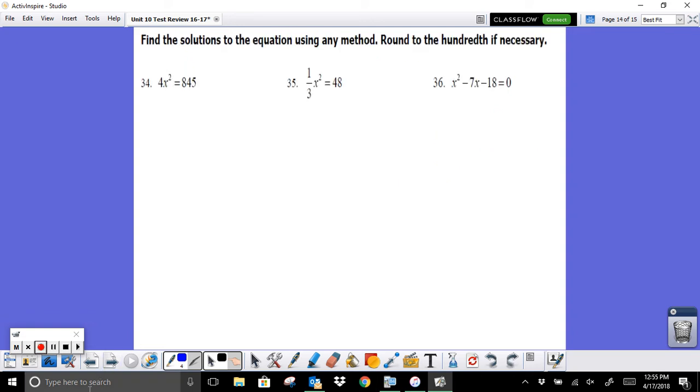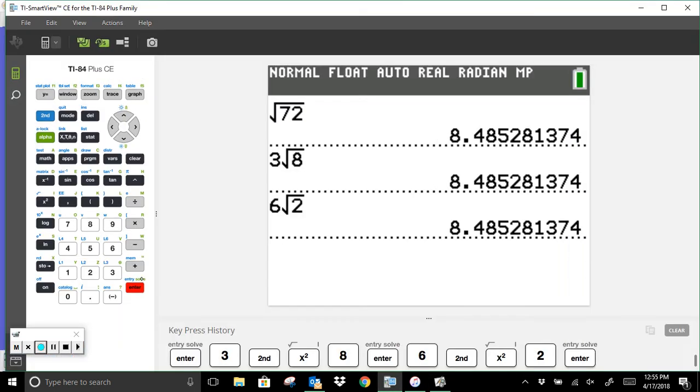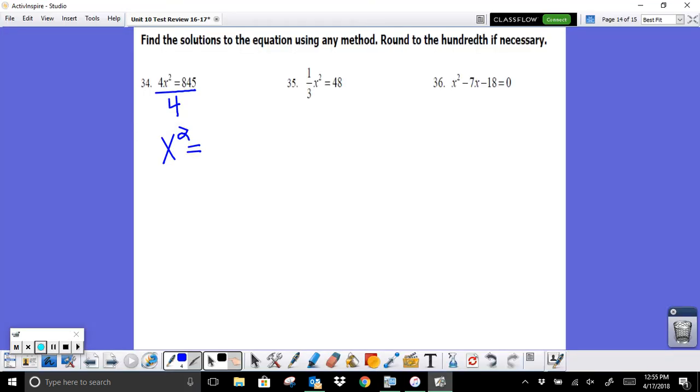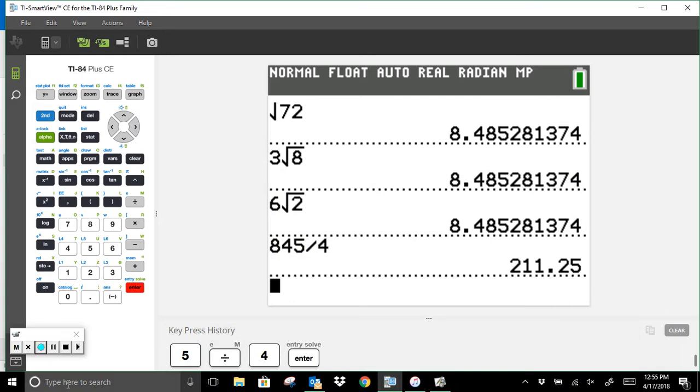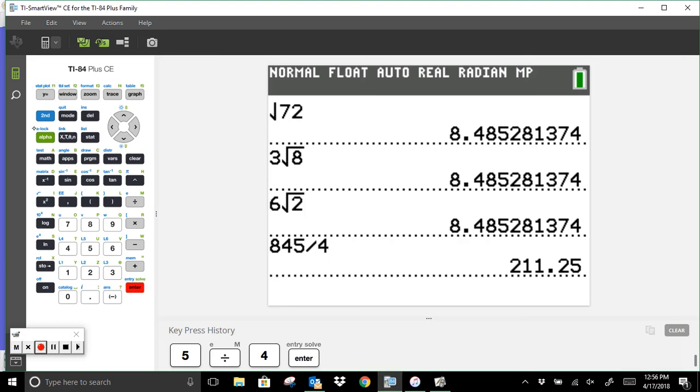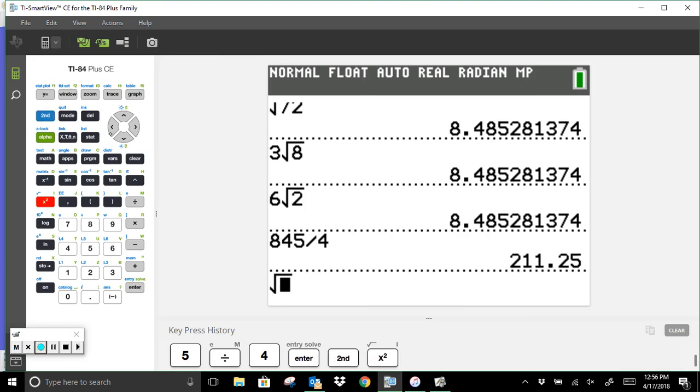The only other thing that people are still missing, on one like 34, okay, if I divide both of these things by 4, I have x squared equals, what is 845 divided by 4? It is 211.25. Now from here, I need to take the square root, so don't forget to do that. And so x equals whatever the square root of 211.25 is.